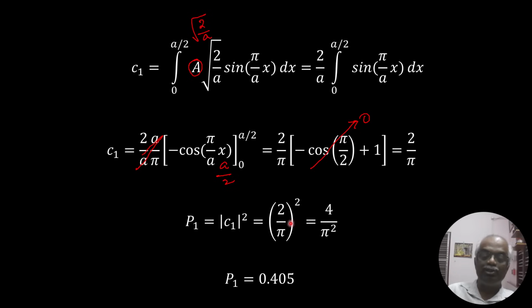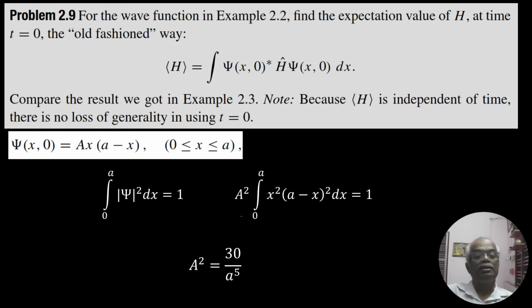So which is equal to 2 over pi whole squared, which is equal to 4 over pi squared. So if you substitute the value of pi squared, then you will get the probability is 0.440 pi. Then we will move on to the next problem.